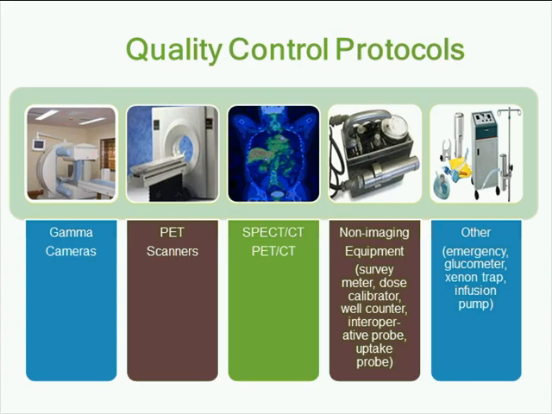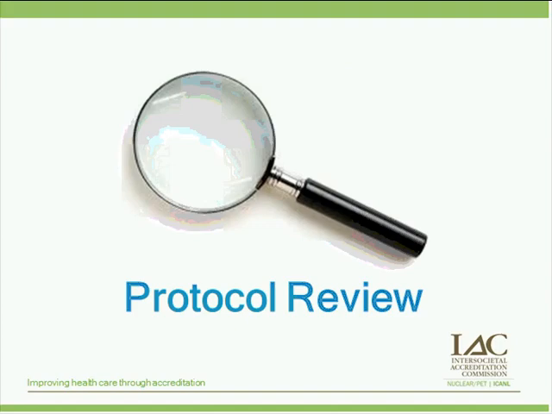There must be written protocols for quality control for gamma cameras, PET scanners, PET CT or SPECT CT equipment, non-imaging equipment such as survey meters, dose calibrators, well counters, intraoperative probes, and uptake probes. And there must be protocols for other equipment such as emergency equipment, the glucometer, the xenon trap, or infusion pump. Note, the quality control protocols must be reviewed and updated as equipment is changed and at least every 3 years by the medical director, medical physicist, or other responsible person.